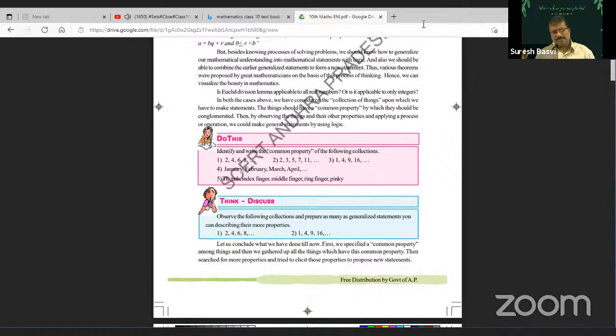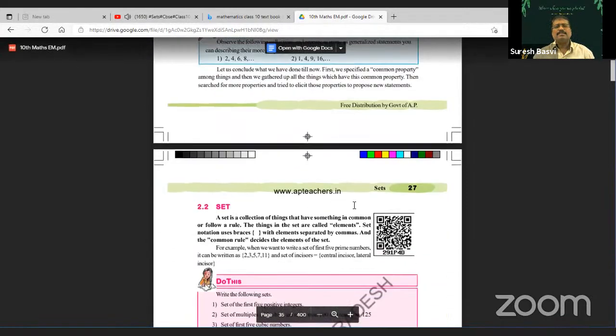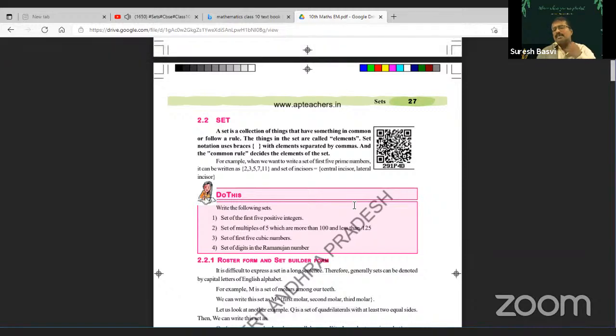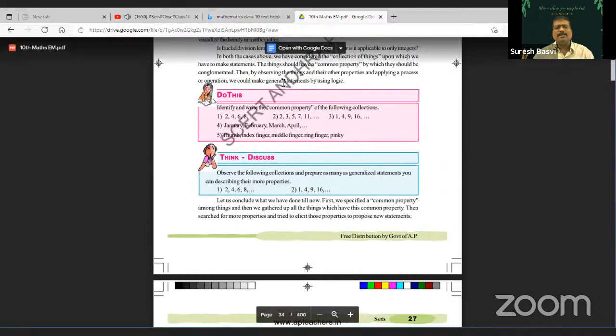They are perfect squares of natural numbers and so on. Perfect squares of natural numbers and so on. This is nothing but a set is a collection of things that have something in common or follow a rule. So there is a rule. What is the rule in that? All are what? What is the common property?